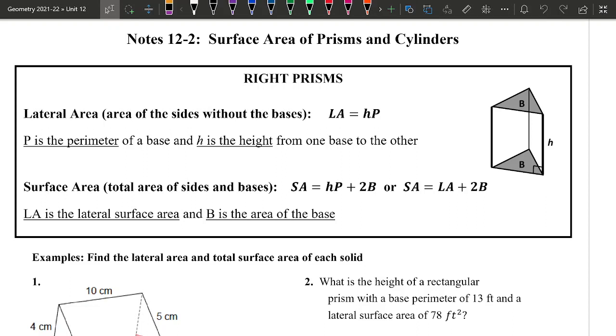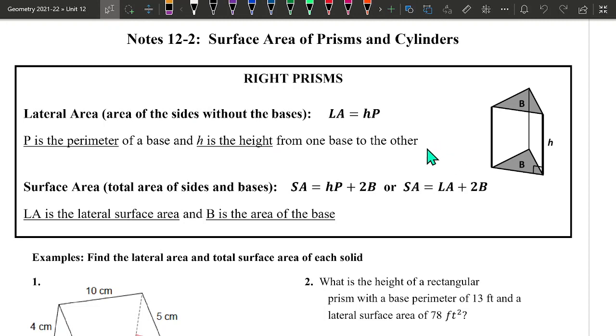This is surface area of prisms and cylinders. We're just taking 2 today, and then we're going to go surface area of pyramids and cones on Friday with 12.3. So right now we're looking at prisms and cylinders. And a cylinder, like I said yesterday, is pretty much a prism, but with circle bases. So the formulas are really the same.